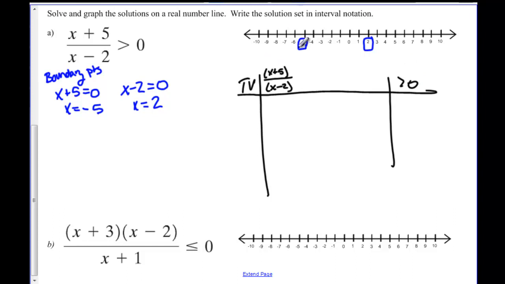All right, what test value did you pick that was less than negative 5? Negative 6 sounds good. What about between negative 5 and 2? 0 sounds good. And then what about bigger than 2? 3 sounds good. All right.